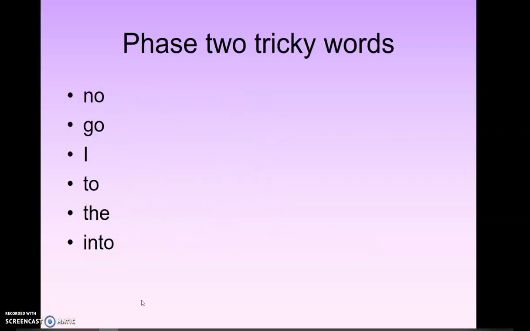These are phase 2 tricky words. These are words that the children have to just learn to read or write as they can't be sounded out.